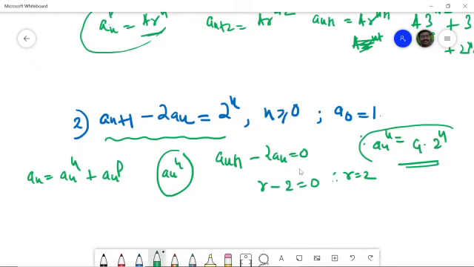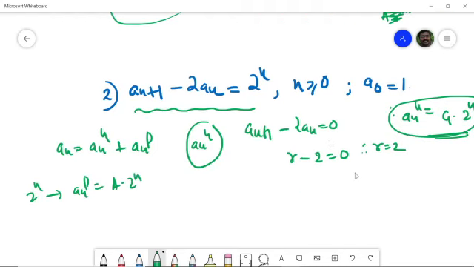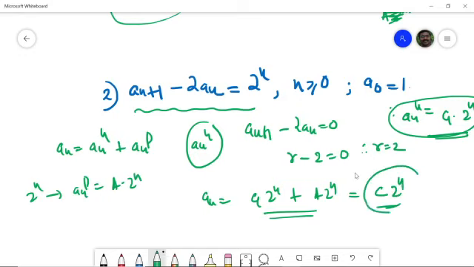Now to find the particular solution, so it is of the form 2 raised to n. So your a_n^p would be of the form some constant into 2 raised to n. So the solution will be like a_n would be then c1 into 2 raised to n plus a into 2 raised to n. But the problem is that if you write the solution as 2 raised to n, in effect you will have the solution as some constant into 2 raised to n only. Actually there will be no scope for particular solution in this method.